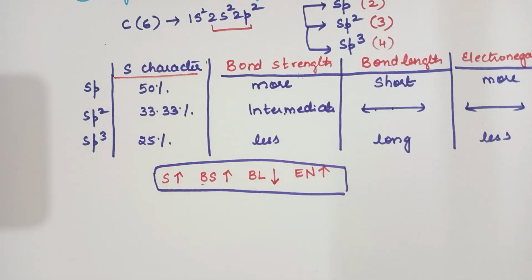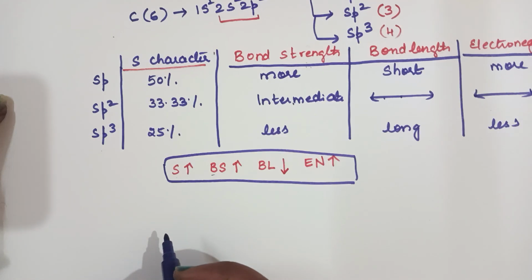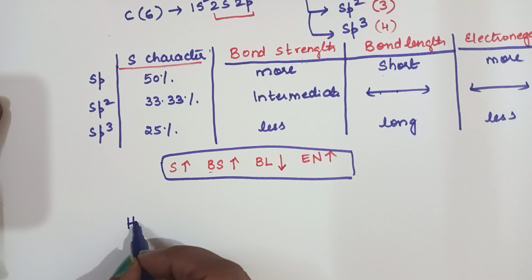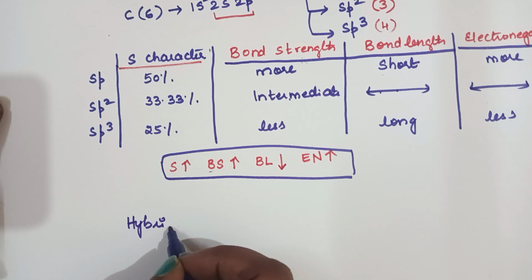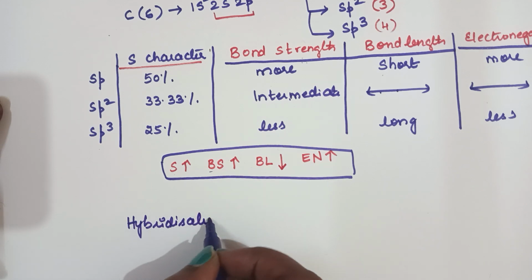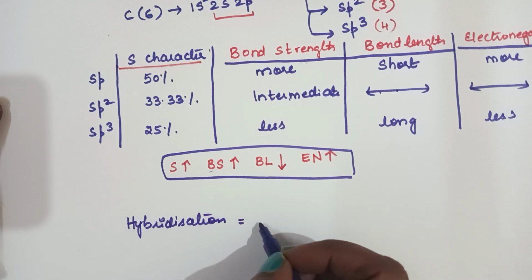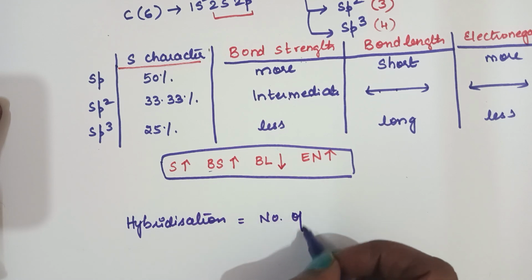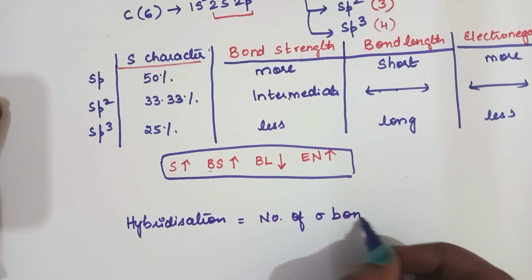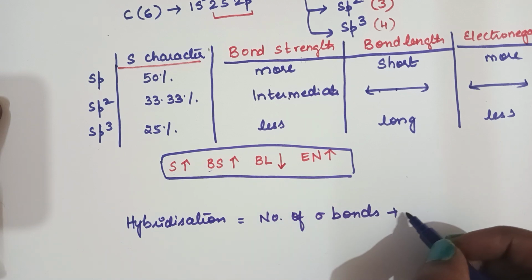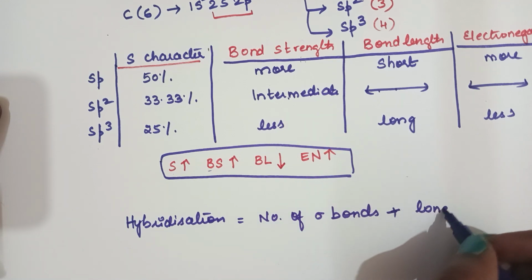Now, how to find hybridization if a molecule is given? We have a simple formula which you will use to find the hybridization. What is that? Hybridization is equal to the number of sigma bonds plus lone pair of electrons.